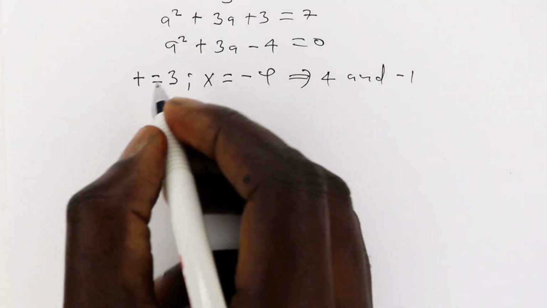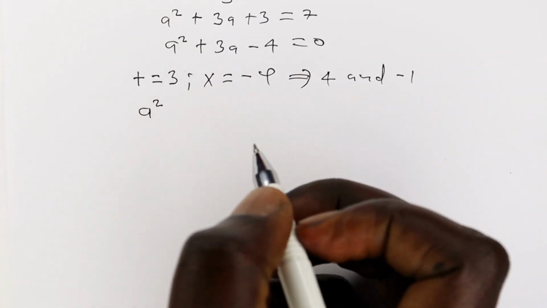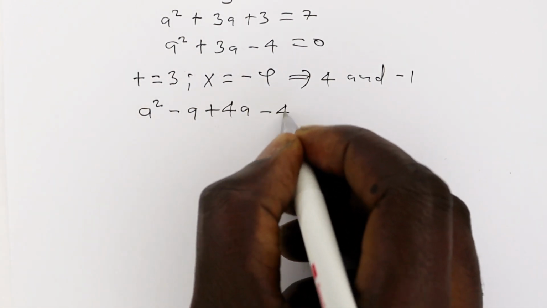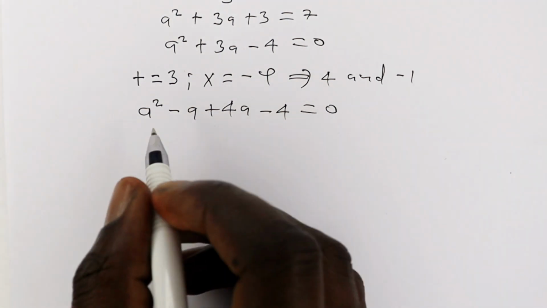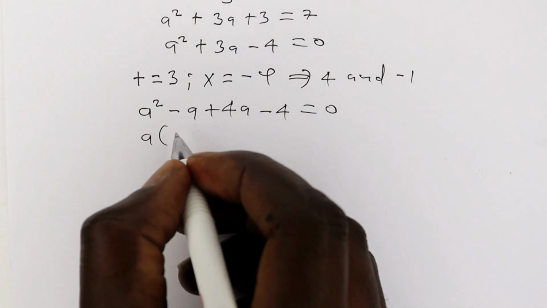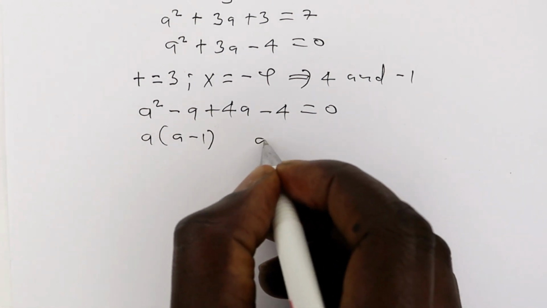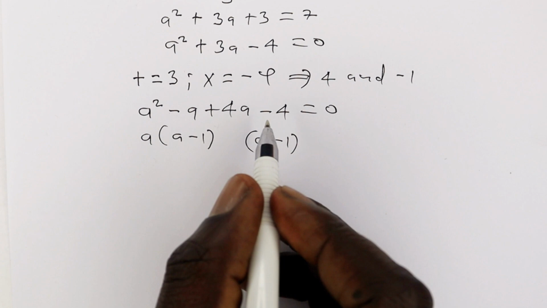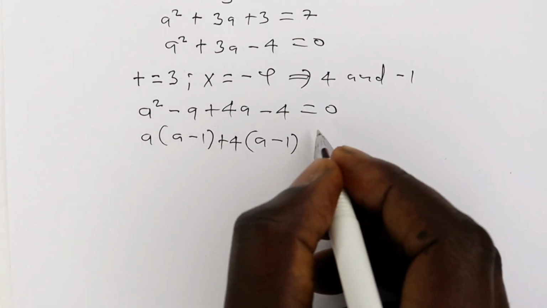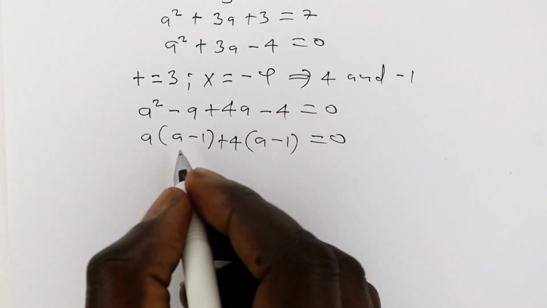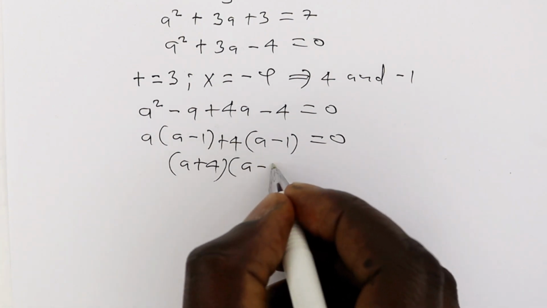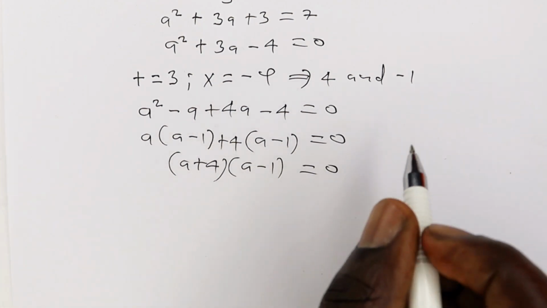So we're going to have the equation as a squared minus a plus 4a minus 4 is equal to 0. So the common factor here is a. So you have a into a minus 1. So you expect a minus 1 this side. And for us to obtain negative 4, it means we multiply negative 1 by positive 4. So we have a plus 4 and one of these in the bracket, that is a minus 1, and that's equal to 0.